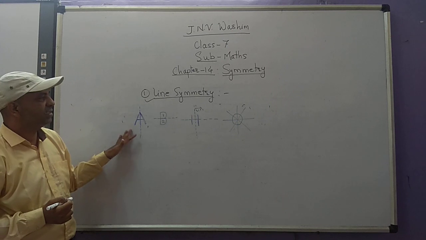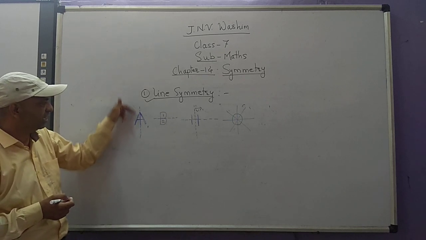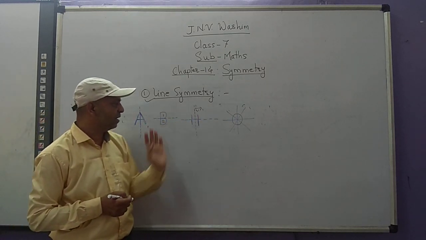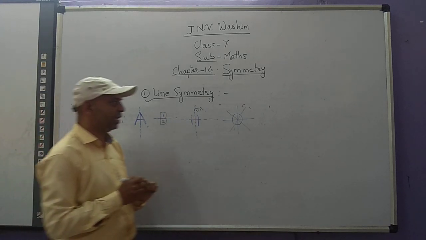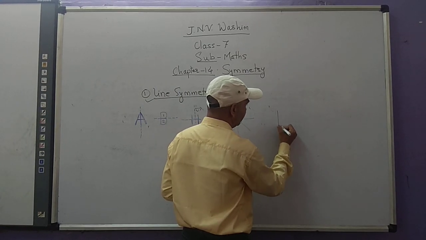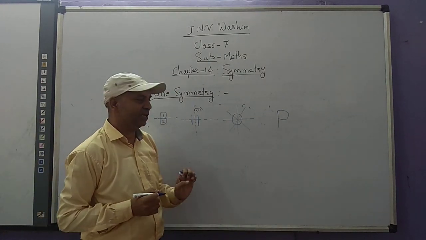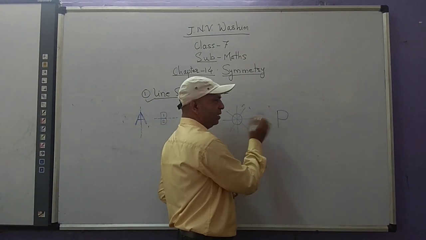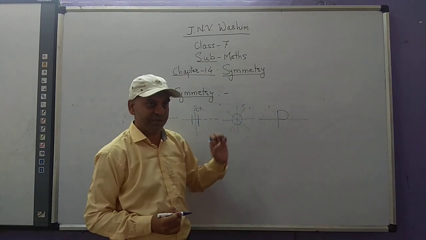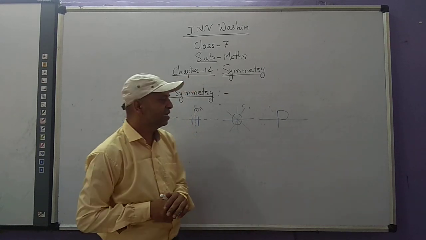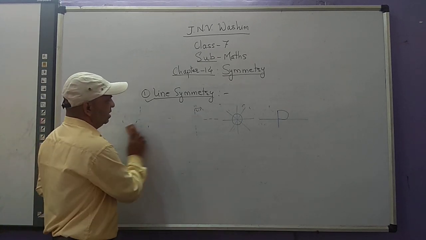So this is line symmetry in English alphabets. Some English alphabets have a vertical line of symmetry, some have a horizontal line of symmetry, some have both, and some alphabets have no line of symmetry. For example, suppose I write P. P has no line of symmetry because with a vertical line it does not become symmetrical, and with a horizontal line it also does not become symmetrical. So some alphabets have no line of symmetry.